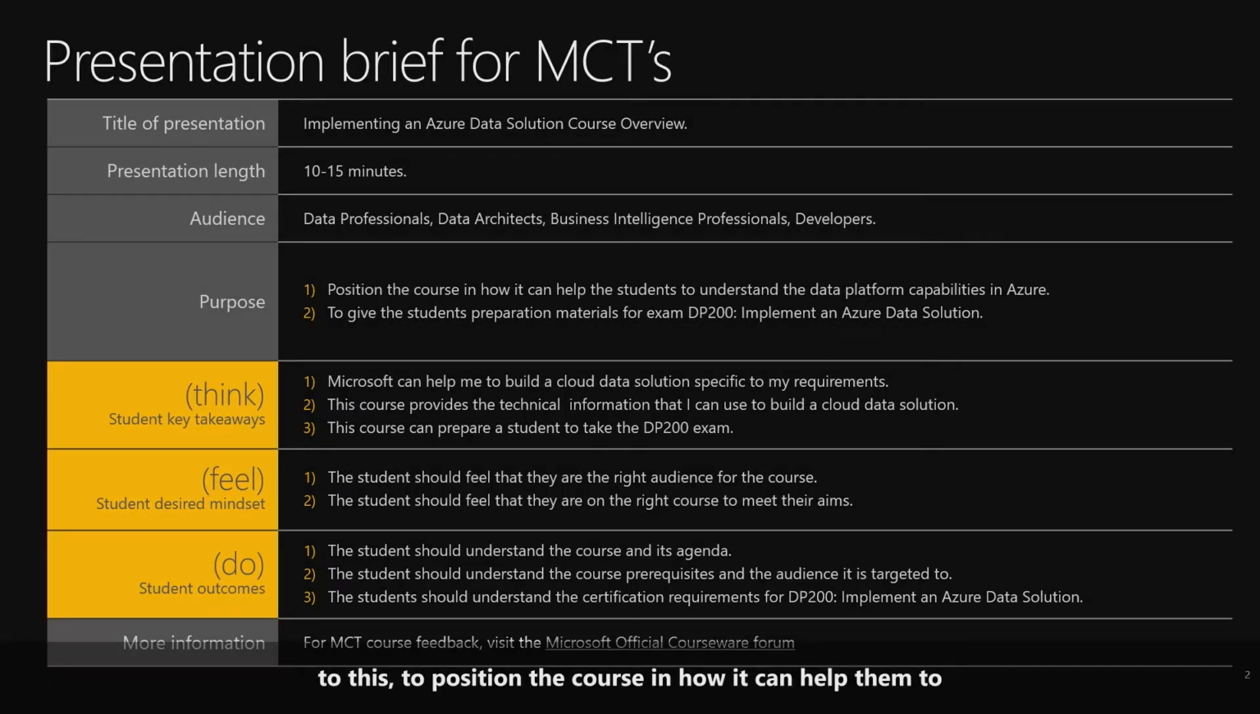So for this particular module, we look at the purpose. There's two purposes to this: to position the course in how it can help them to understand the data platform capabilities of Azure, and number two, to give the students the presentation materials for the exam DP200. Now, I'm not going to go through every one of these for every single module, but it's worth spending a little bit of time on this.